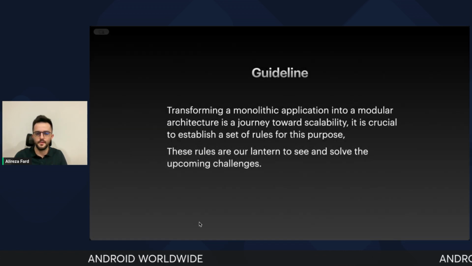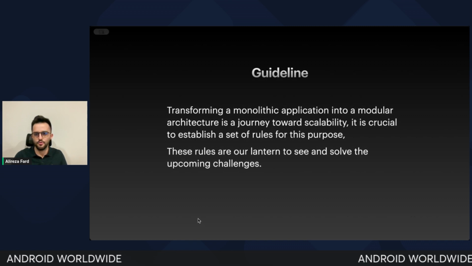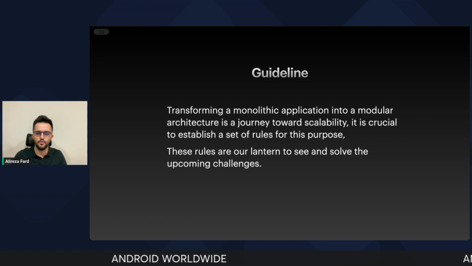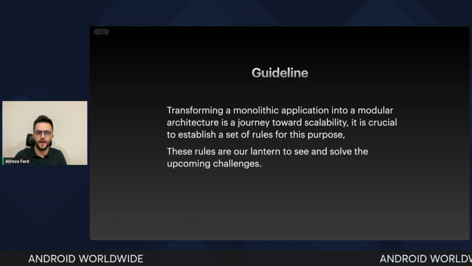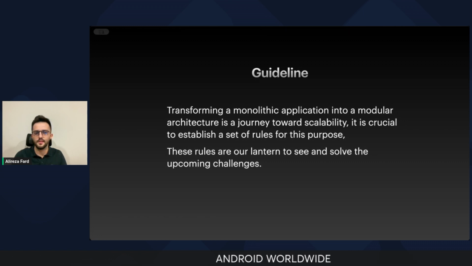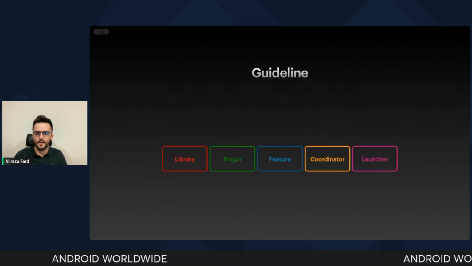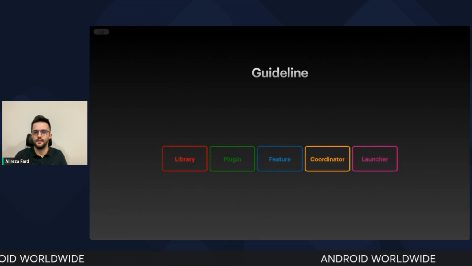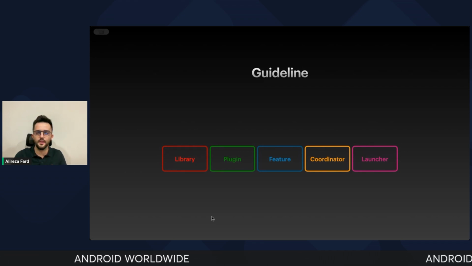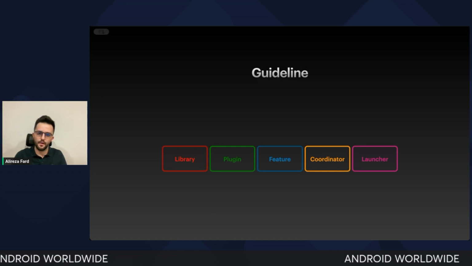So until here, we learned about modularization and its advantages and disadvantages. And so we need to have a guideline to walk through this path and learn about the challenges and how we can solve them. For that reason, we built this hierarchy of modules and this guideline for building our modules. I will start from the library module.